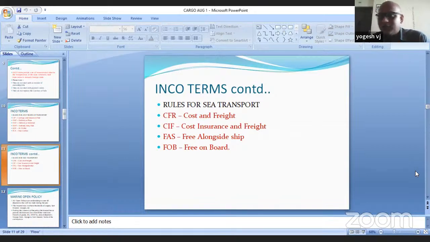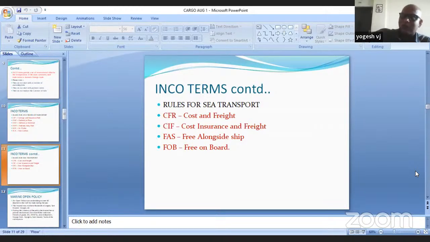Free alongside ship means the goods packed by the seller will be shipped to the port and kept just beside the ship. There the insurable interest cover, we can say, ends, and the seller's trade term ends over there. FOB is free on board.